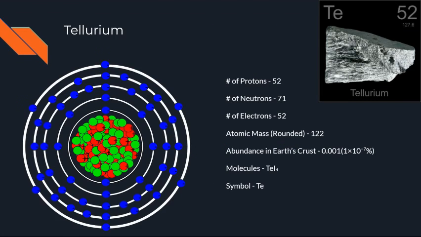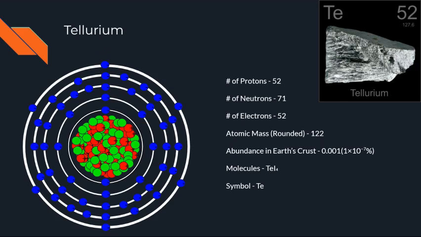Alright, our last element of the day is tellurium. Apparently, some people say that there are 7, but I'll put that 7th one in the radioactive elements list. But anyways, that's beside the point. The number of protons, 52, number of neutrons, 71, number of electrons, 52. The atomic mass is rounded to 122.